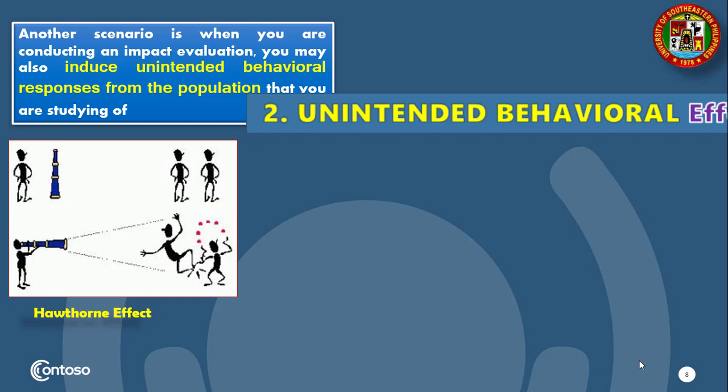The Hawthorne effect refers to experiments that were carried out from 1924 to 1932 at the Hawthorne Works, an electric equipment factory in the U.S. state of Illinois.